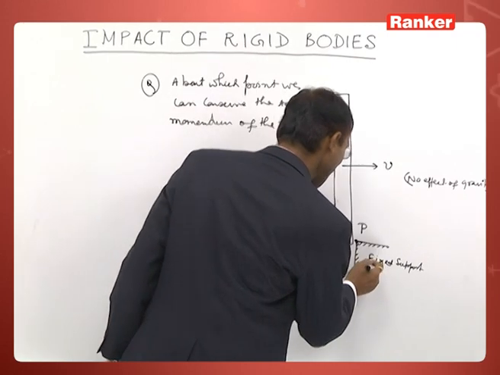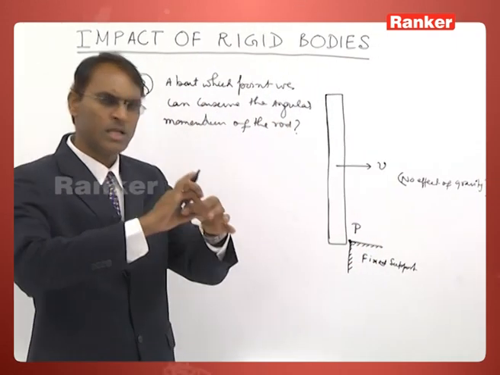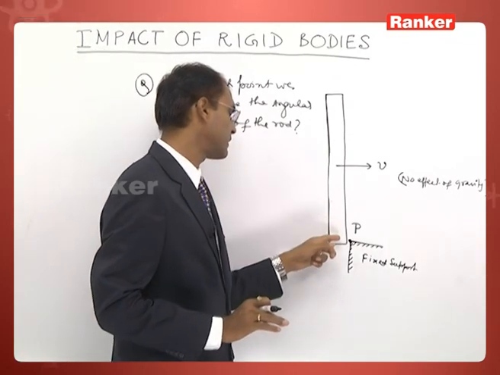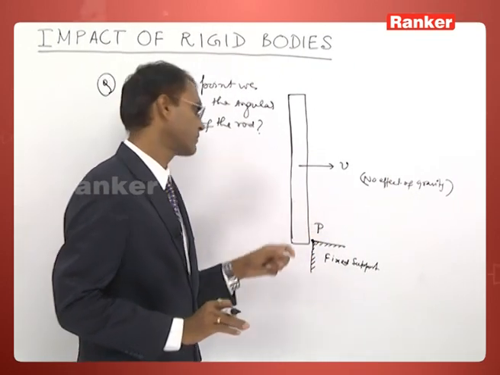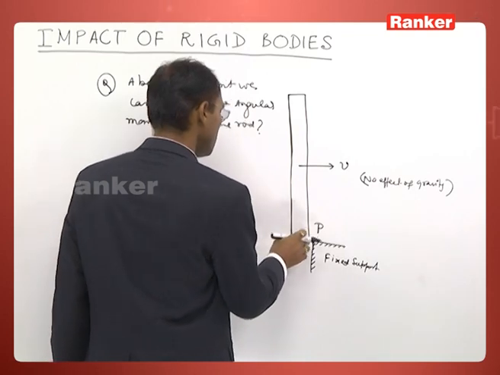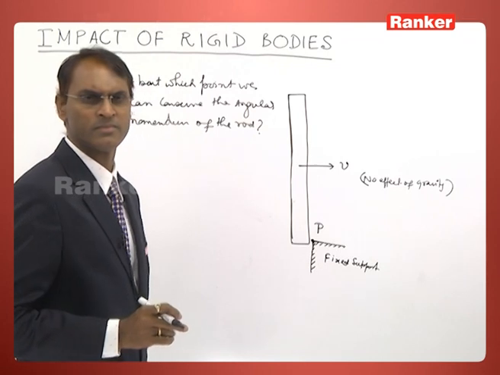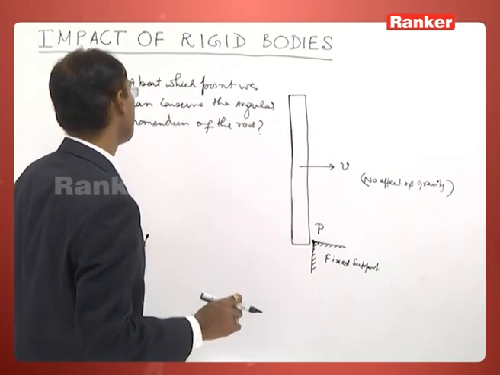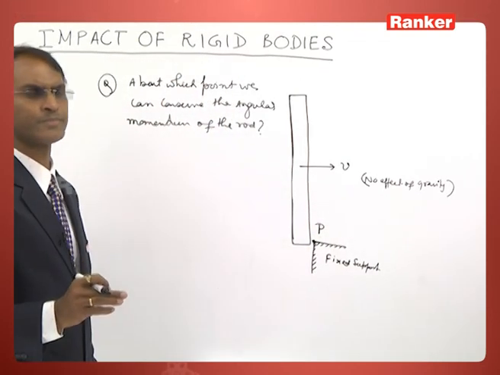Here it is not told that during the collision or just after the collision the rod will be hooked. Hooking means it is sticking to this point. Just after the collision the rod may not stick to this point. So, in this case, can we conserve the angular momentum of the rod about this point? This is the question now.